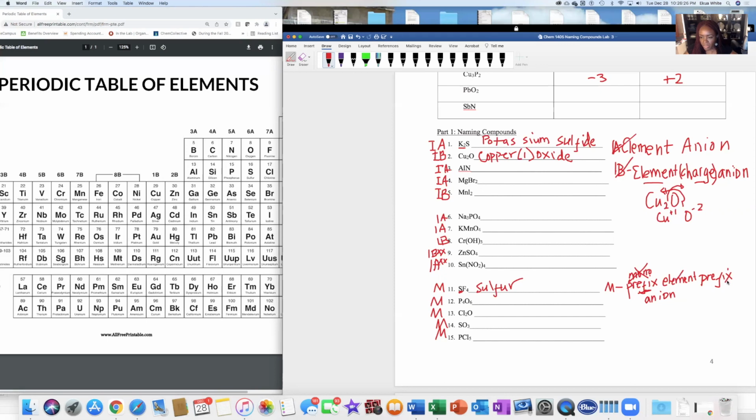I'm done with that part. Then the prefix to the second one tells me how many atoms I have. I have 4. That's going to be tetra for 4. That's the prefix we use for 4. Tetra. And then the anion name, F, is called fluoride.